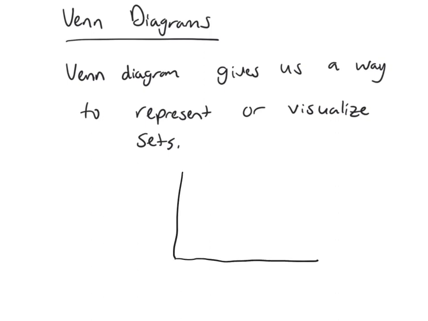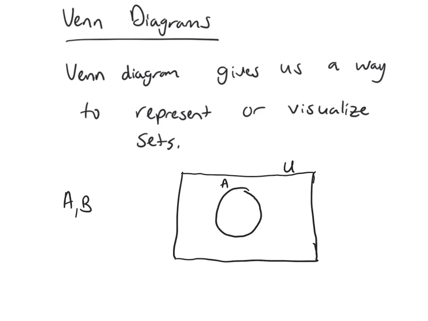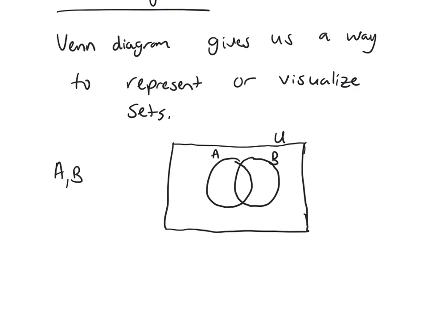So it's usually got a rectangular box, and this rectangular box represents the universal set. Everything inside of it is the universal set. And let's say I'm only looking at two sets, A and B, so we draw circles for those two sets, and in general they might overlap. So here would be a Venn diagram of two sets, and then if I have specific elements in those sets, I represent those with points.